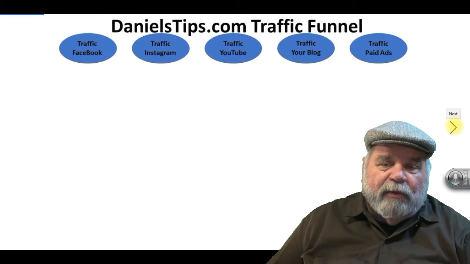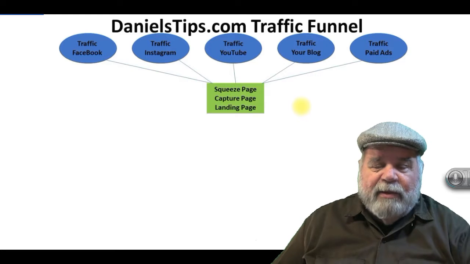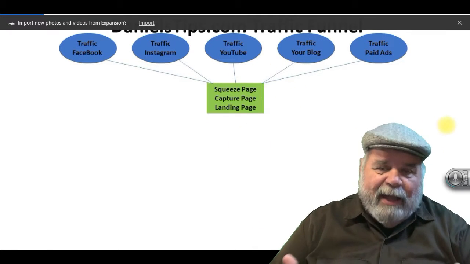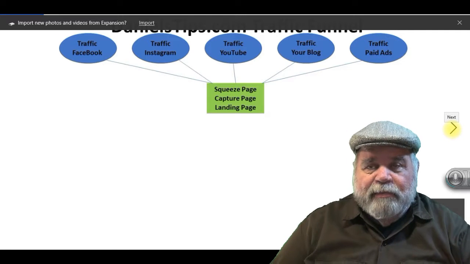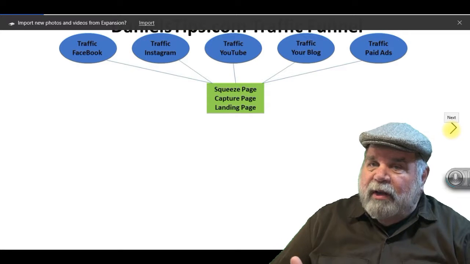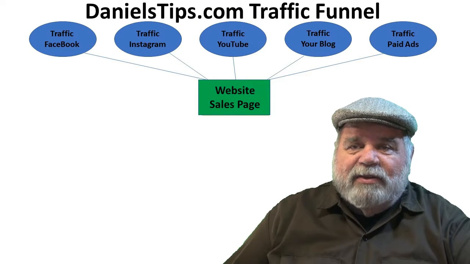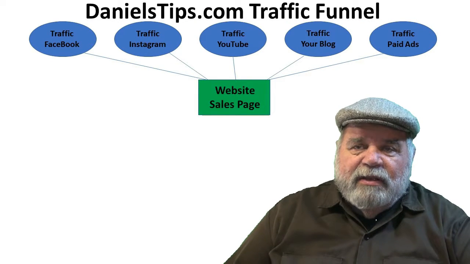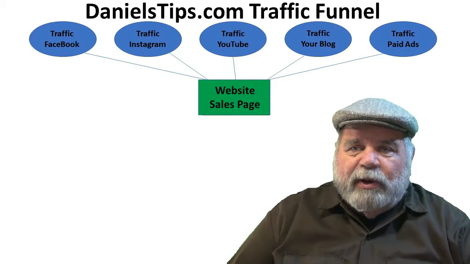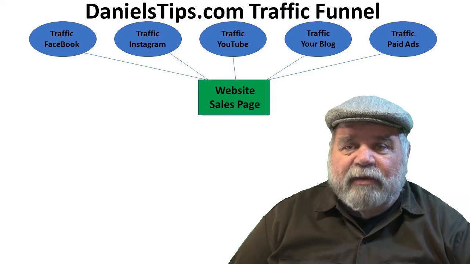Now, this is the first part of the roadmap here. The second part is you drive all this traffic to a squeeze page, a landing page, or a capture page. And the reason for that is a lot of people in affiliate marketing will send them directly to the sales page. Well, the problem with that is you lose all those contacts. You've got a one-touch. If they don't purchase, you've lost their contact information.